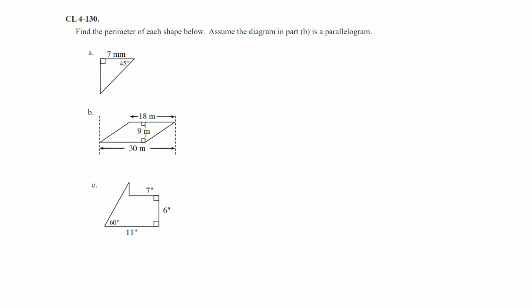Question 130, find the perimeter of each shape below. Assume the diagram in part B is a parallelogram. All right, find the perimeter. So we have to find the side lengths and then add them all up.